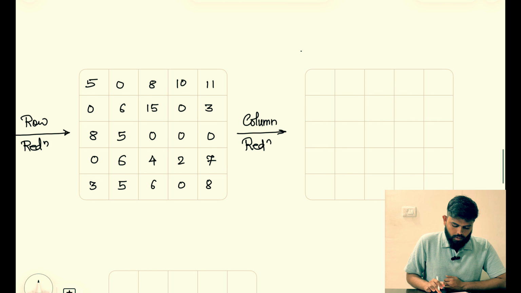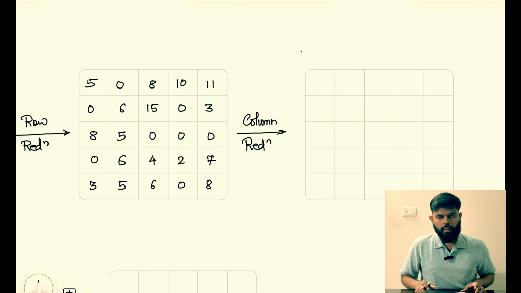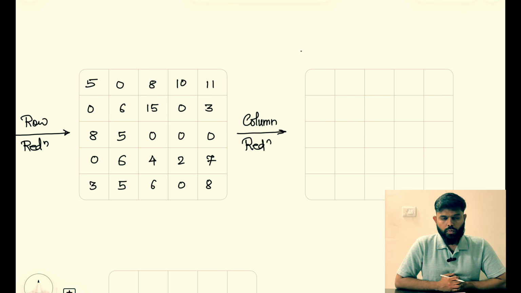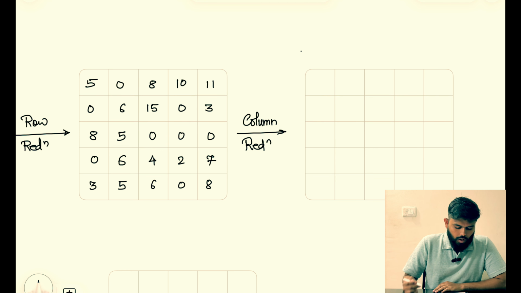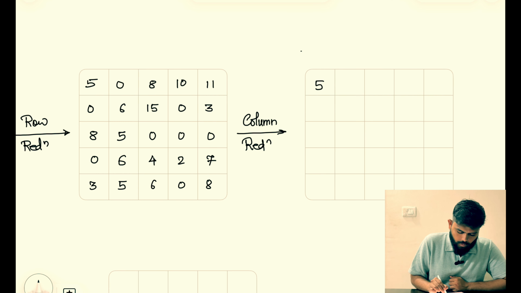Now, as in the row reduction, we have selected the minimum value in that particular row and we have subtracted that value from all other values. In column reduction, we will follow the same procedure, but this time we will select the minimum value from the column. So in the first column, the minimum value is 0. If we subtract 0 from all other values, we will get the same value.